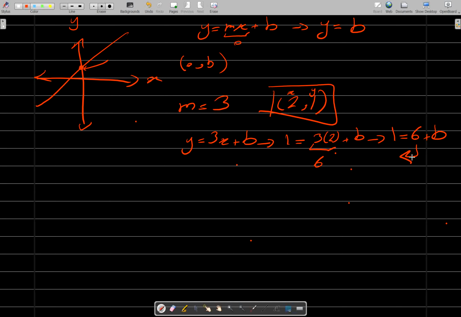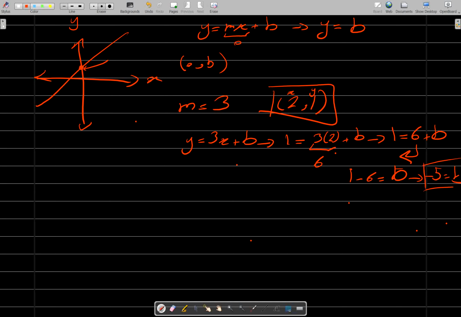As you remember from past years, the number we have here is going to change to negative. So if, for example, we have 6 here, it's going to change to negative 6. If we have negative 2, when we move it to the other side of the equation, it's going to give us positive 2. And that's how it works. So, as I wrote it down, 1 minus 6 is equal to b. Negative 5 is equal to b.